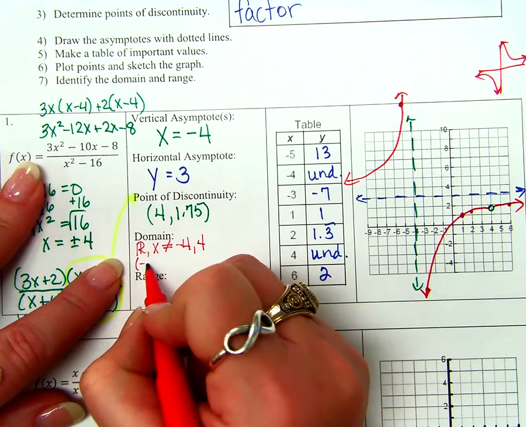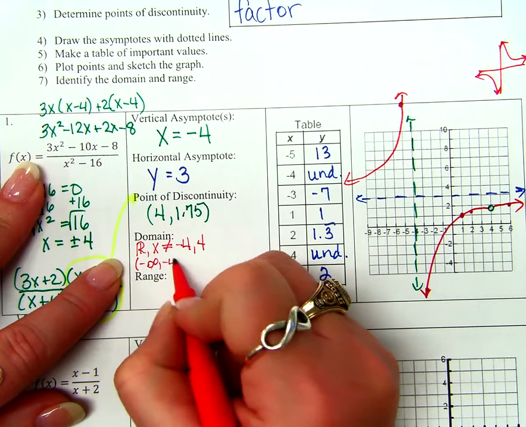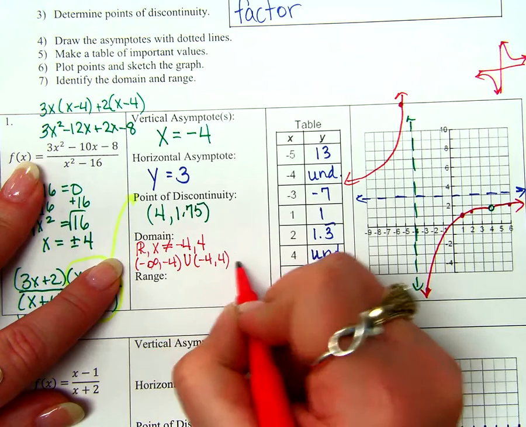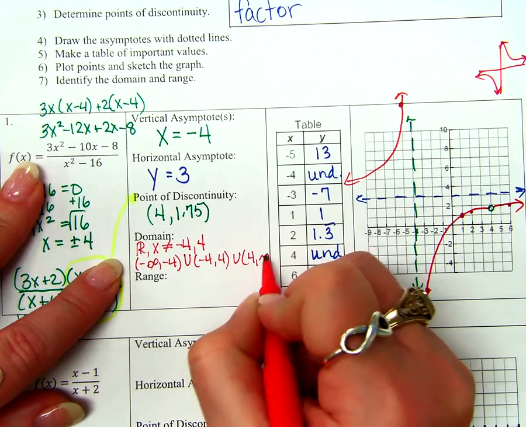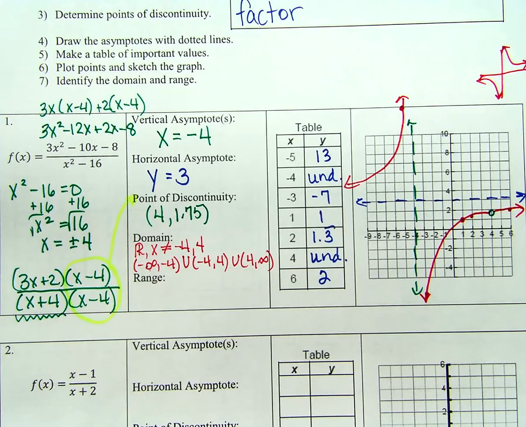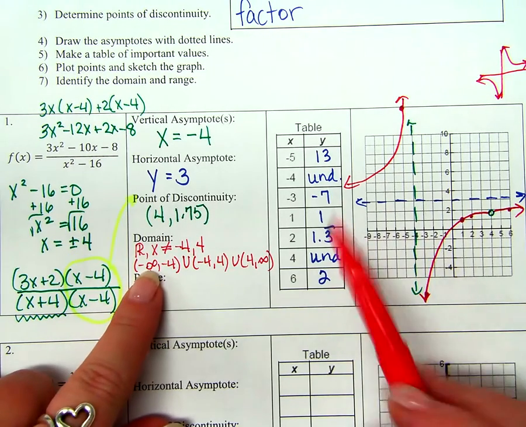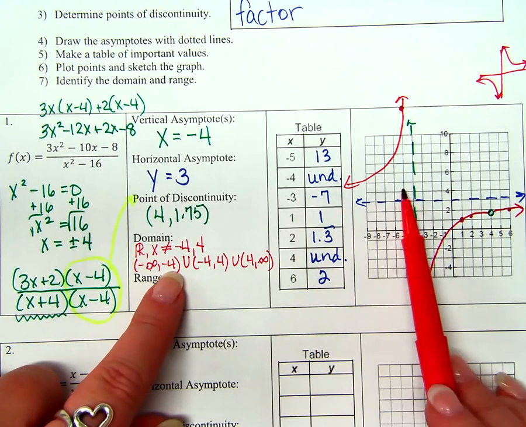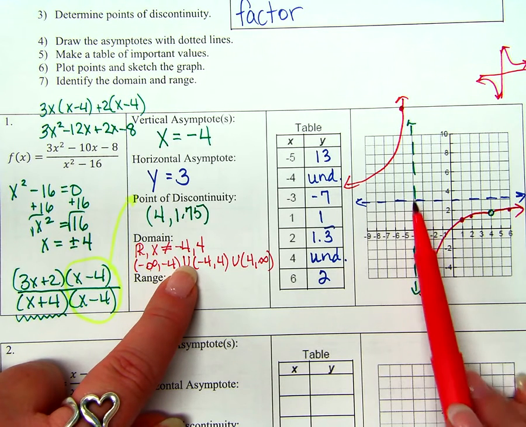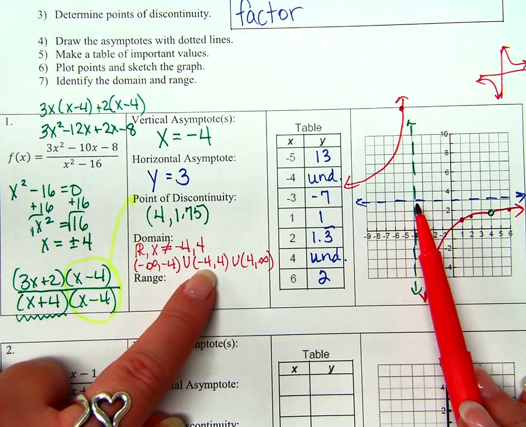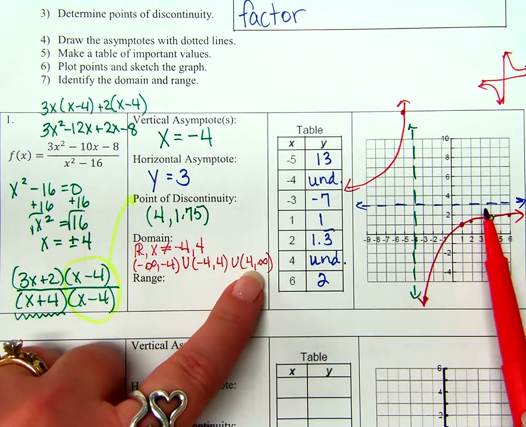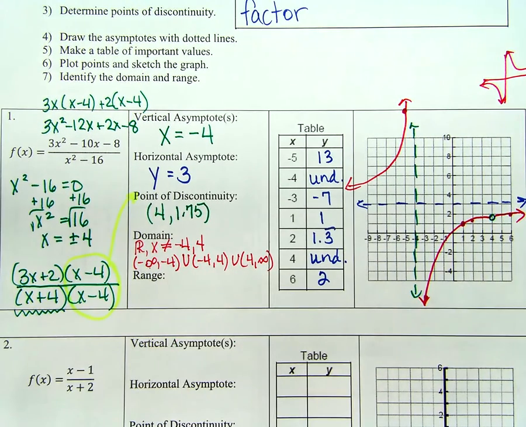Here's what it looks like the other way. That's a little crazy. I know that. Let me make sure you understand it. All the way from negative infinity to negative 4, and then I can't count negative 4 because there's an asymptote right there. But right on the other side of negative 4, it starts again and goes to positive 4. But right then on the other side of positive 4, then it goes to infinity.